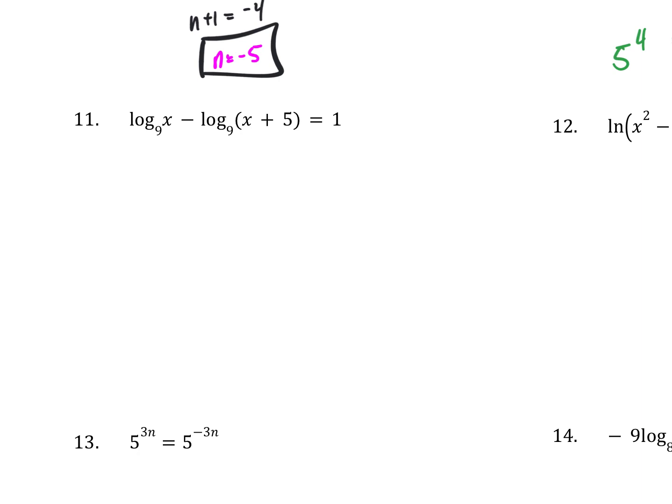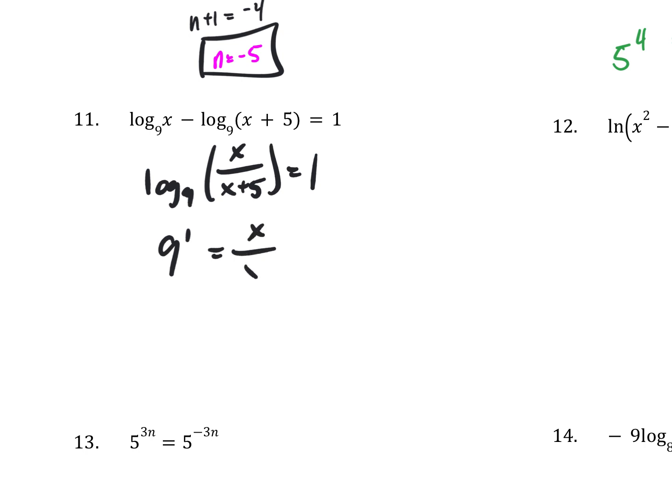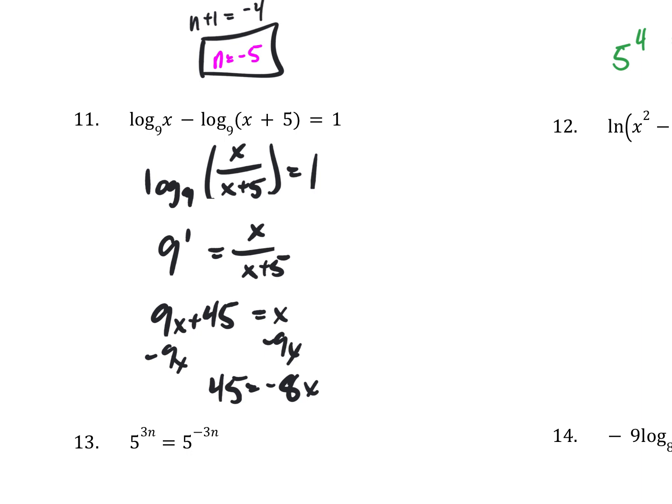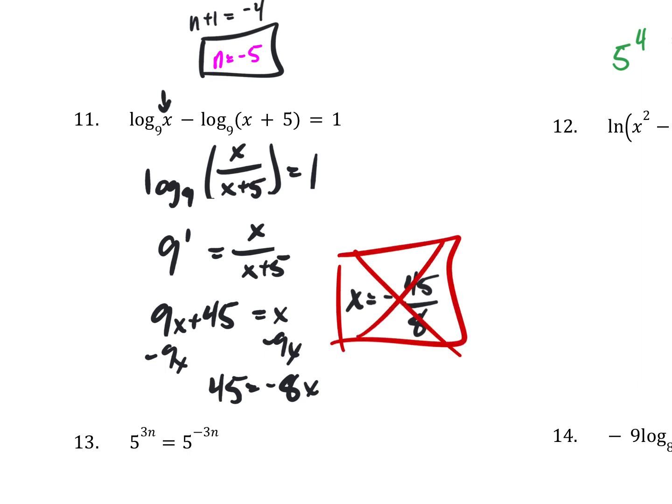Number 11 is again one of those ones where I can do the division. So I end up with log base 9 of x over x plus 5 equals 1. So 9 to the 1 is equal to x over x plus 5. And so I get 9x plus 45 equals x. Subtracting x, I get 45 equals negative 8x, and so x equals negative 45/8, which again, if you put it in here, you're going to get an error because you can't put negatives into logs, so that's extraneous, so there's no solution here.